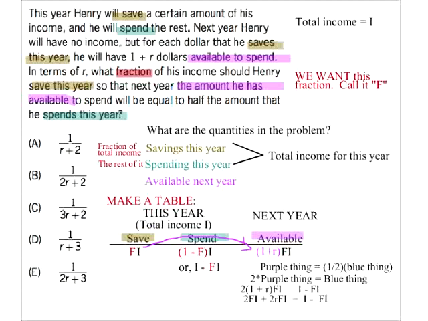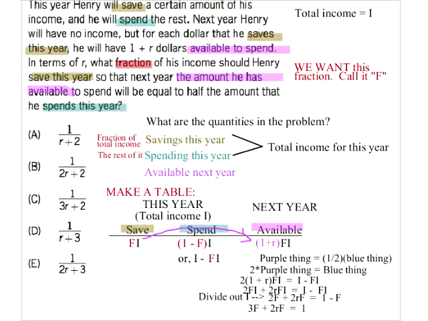At this point, we can actually strike I. We can divide I from both sides because it just goes away. So if you get that, you wind up with 2f plus 2rf equals 1 minus f. Do a little bit of rearranging, and you want the f's on one side, so you have 3f plus 2rf equals 1. And then you do a little bit of factoring, pull out the thing you want to find, which is f(3 plus 2r) equals 1, and there you have it.